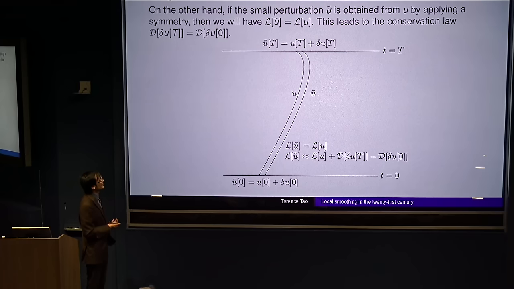That's part of the symmetry. So on the one hand, symmetry gives you that the Lagrangian doesn't change, and on the other hand, calculus tells you that the Lagrangian does change by an amount depending on the difference between some quantity at time t and some quantity at time zero. And so in order for both things to be true, this quantity at time t must equal the quantity at time zero. That's the conservation law. Okay, so this is another theorem.